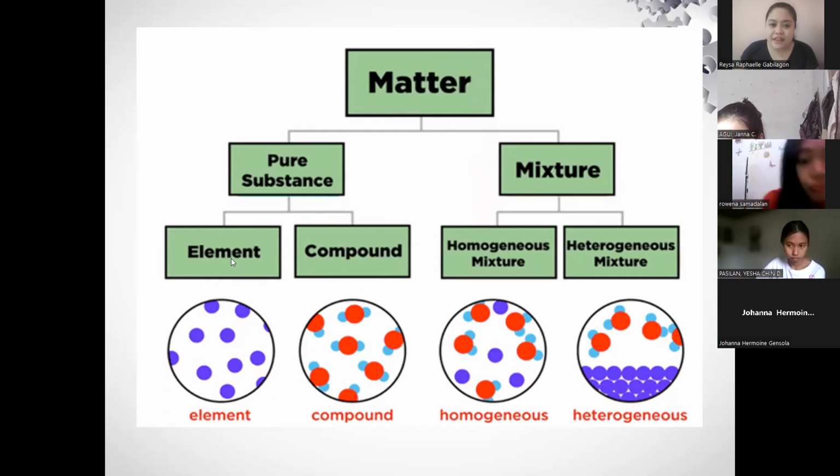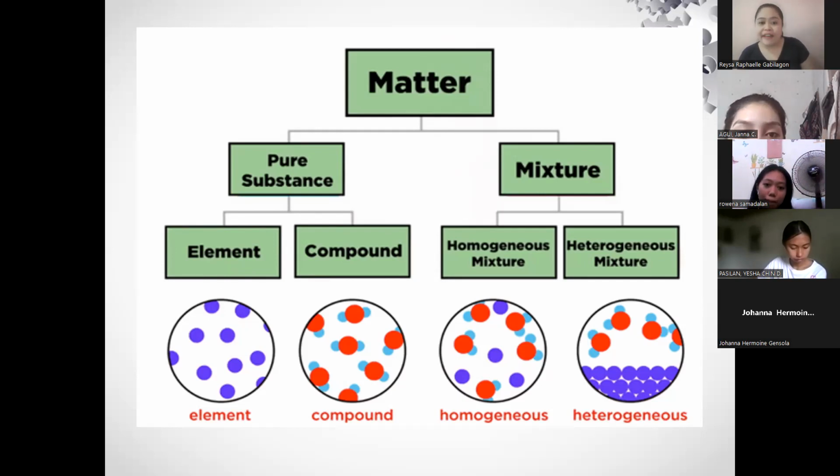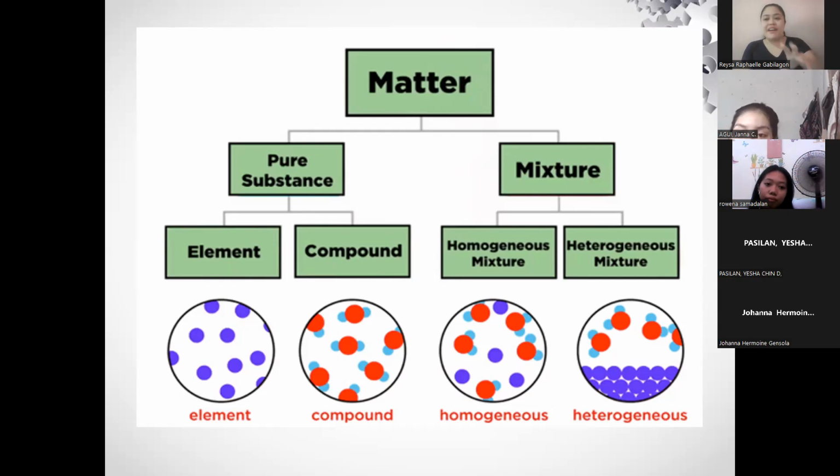So last time I defined this also. When you say element, it's the simplest form of matter. Why? Because an element is made up of one type or one kind of atom only. Again, that is our simplest matter, because it is only one type of atom. In the illustration, you can see it's made up of one type of atom only. So the illustration there is really just blue.